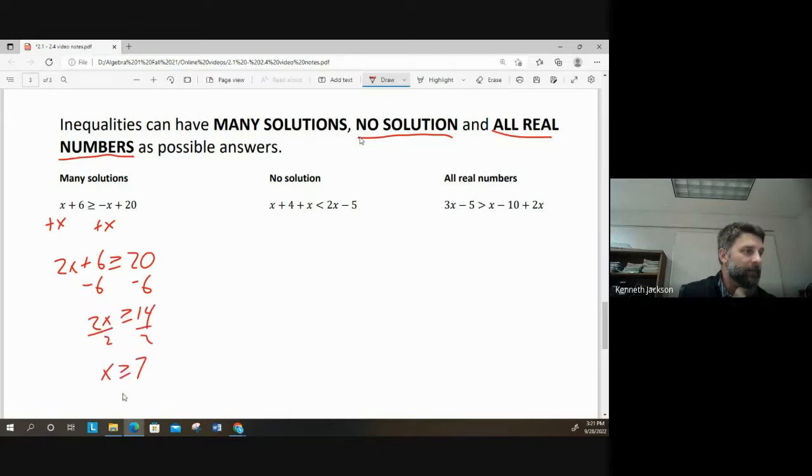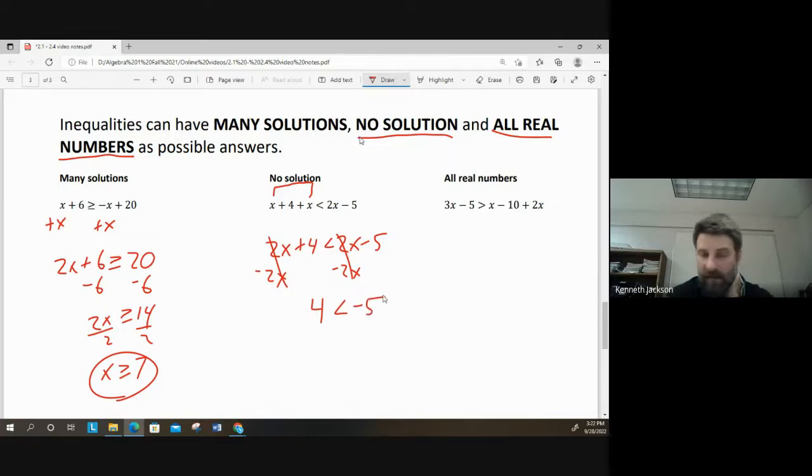Solving, same as it has been. If we have no solution, again, the solving doesn't change. We still distribute, combine like terms, pick on the little guy, get the variable by itself. So I combine my like terms. 2x and 2x are the exact same. It doesn't matter which one I move. The x's go away. 4 less than negative 5. Is 4 less than negative 5? Well, that's obviously false, so I say no solution.